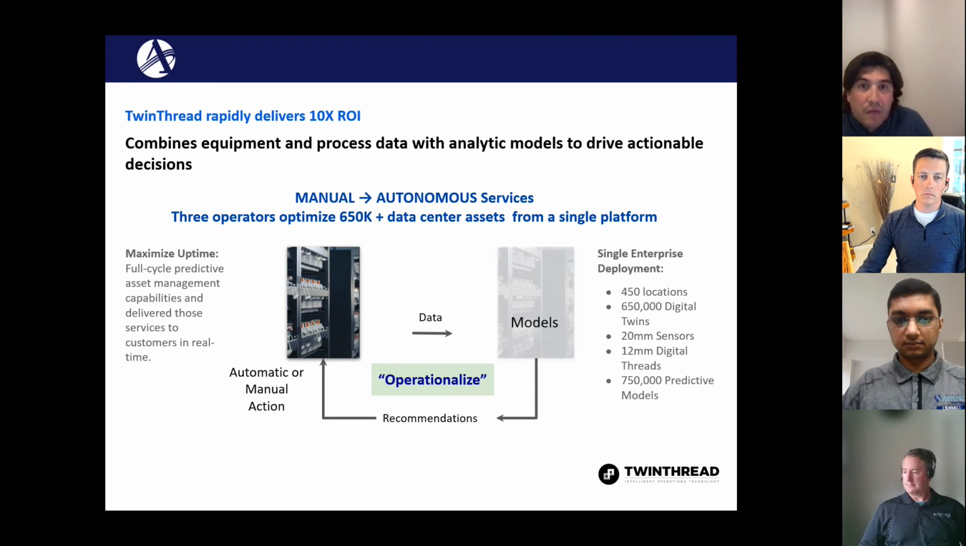There are a couple key points I want to highlight regarding this particular example. We enabled 2 technicians and 1 engineer to optimize the performance of these critical power equipment assets across the 450 data centers. So it's 3 subject matter experts optimizing all those assets. And we had remote operations of hundreds of sites that is really only possible with an accurate representation of the physical assets and the data context. And that's where the digital twin comes in.